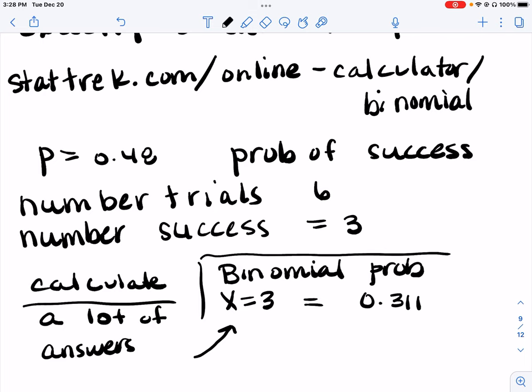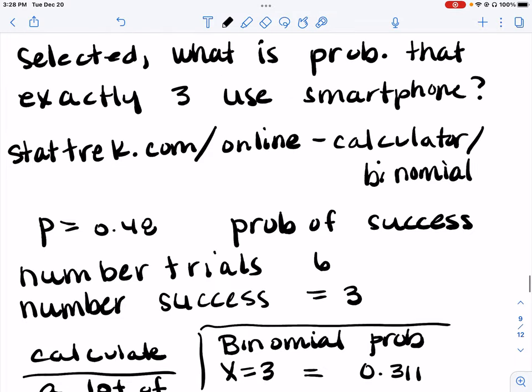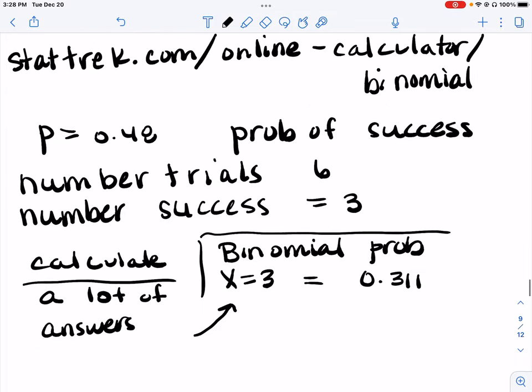So you're going to go to that website calculator, put those values in and hit calculate. Now, it gives a lot of answers. It's going to give answers for exactly 3, less than 3, more than 3. We're going to use exactly 3 from the problem. So we're going to look at all the different answers, and look where it says x equals 3, and that's our answer.